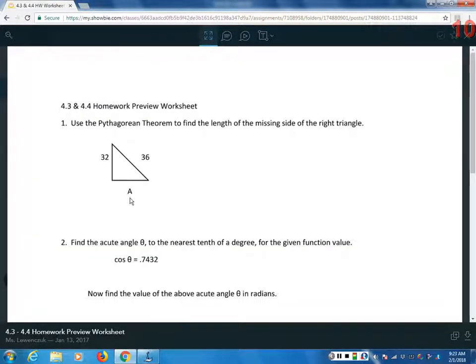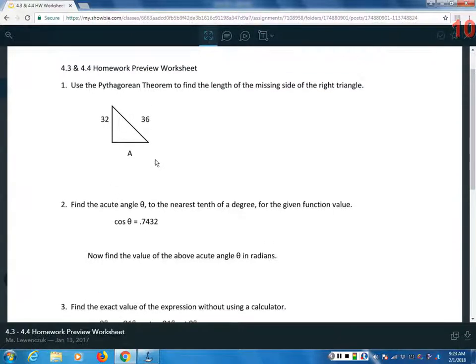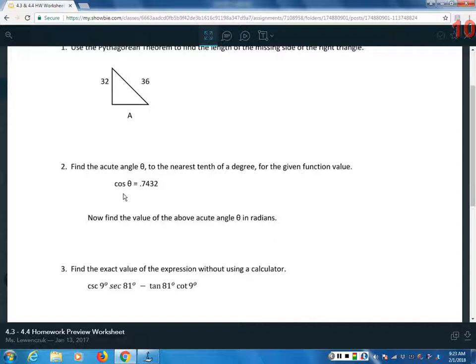You guys all know how to use the Pythagorean theorem. So on number one, you're going to use the Pythagorean theorem to find the missing side. So this is actually much easier than the previous worksheet. On number two, if you have a cosine of theta equals something, and we want it to the nearest 10th degree, what function are we going to use in the calculator to find theta?